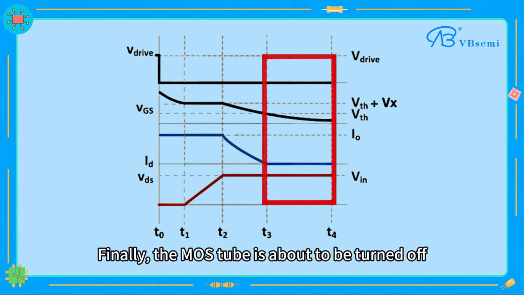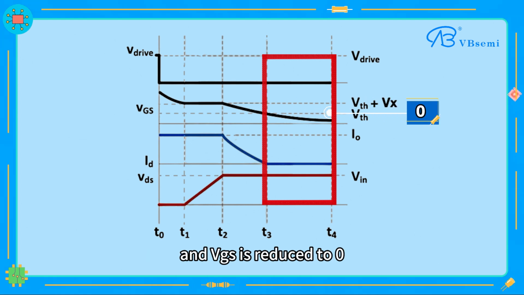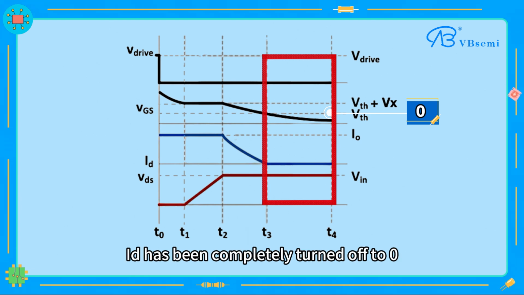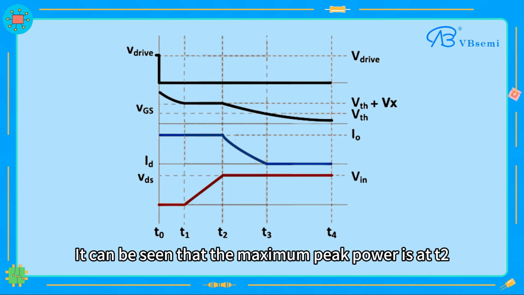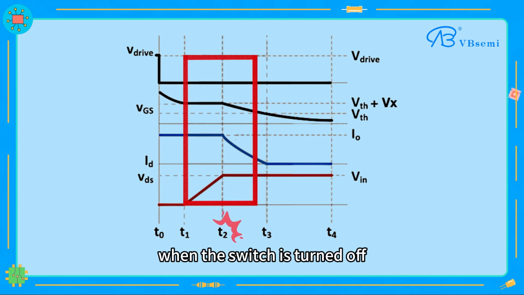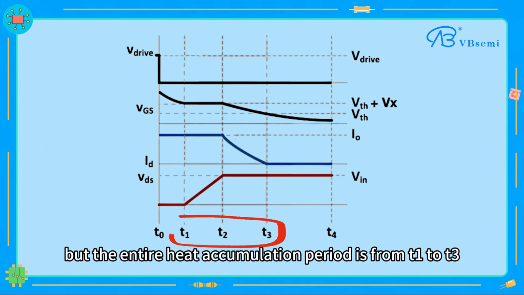Finally, the MOS tube is about to be turned off. The charge in CGS is completely released, and VGS is reduced to 0. However, although VDS is very large at this stage, ID has been completely turned off to 0, so there is no thermal power consumption. It can be seen that the maximum peak power is at T2 when the switch is turned off, but the entire heat accumulation period is from T1 to T3.